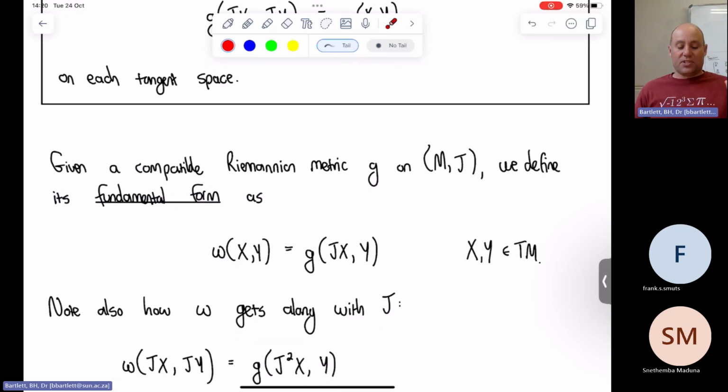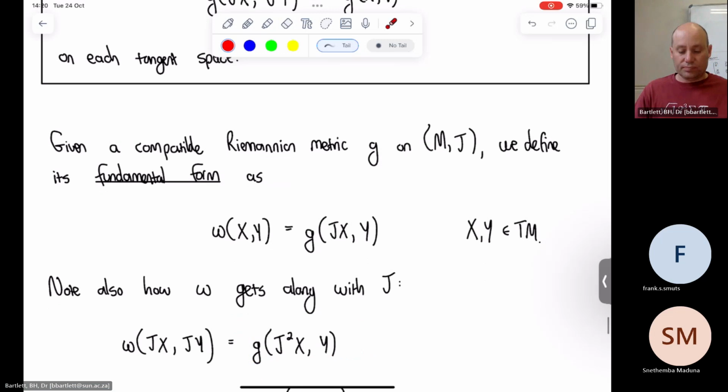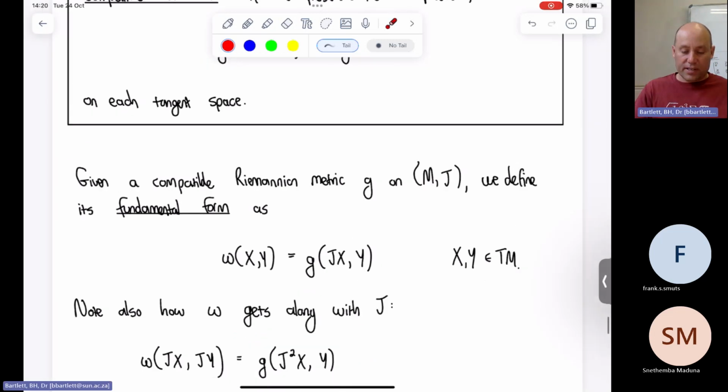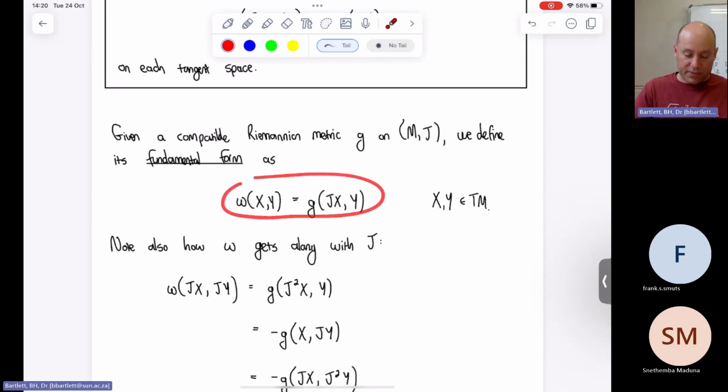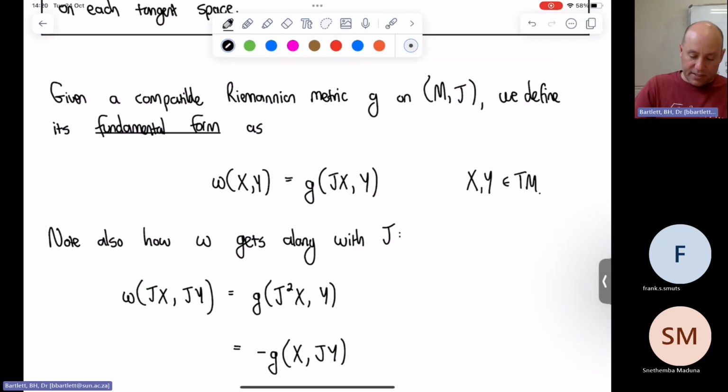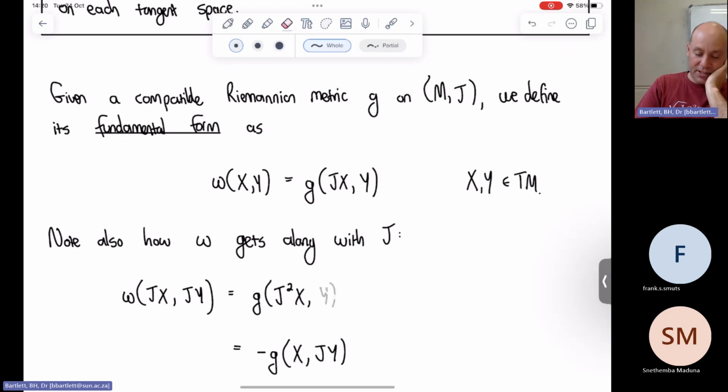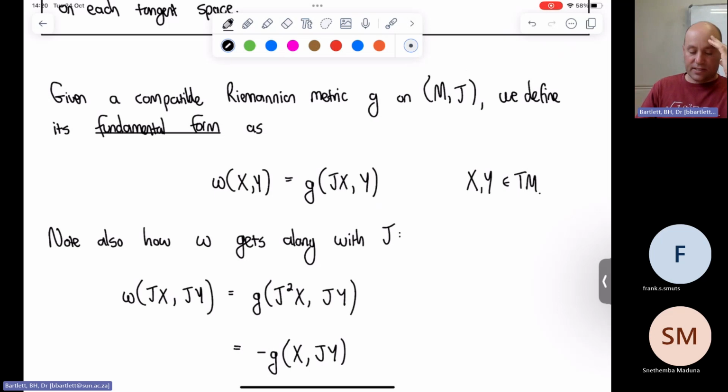Because if I calculate omega of Jx, Jy, by definition, that's going to be G of J squared x, y. Because here's the definition here. I've done something wrong here. Let's fix this. Omega of Jx, Jy is going to be, by definition, G of J applied to Jx, Jy. I think I was supposed to write that. On the other hand, J squared is minus the identity. So this guy here is minus the identity. And I can take that minus sign out by bilinearity.